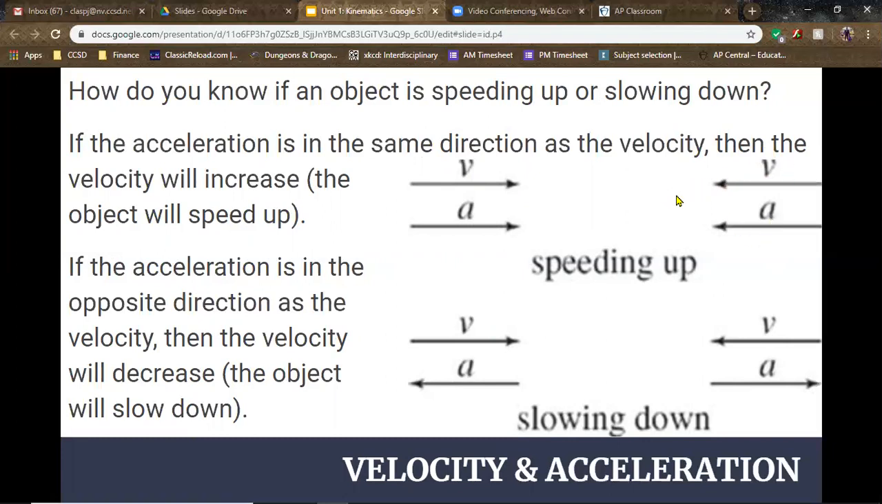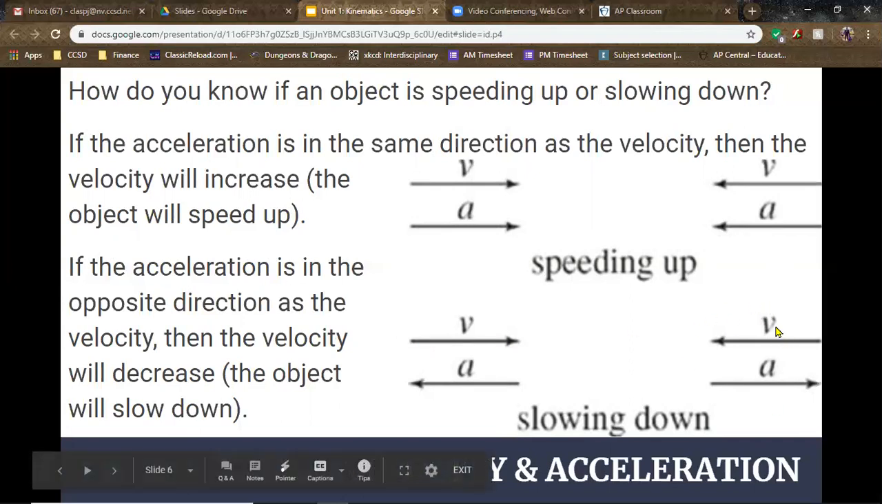All right. So how do we know if it's slowing down? Well, opposite is what we're looking for. So velocity and acceleration are going in opposite directions. So situation one right here, velocity is going to the right, positive x direction. Acceleration is going to the left, negative x direction. They're in opposite directions. So the velocity is still going to the right, but it will slow down. It will decrease in size. It will get smaller and smaller until eventually it gets to zero.